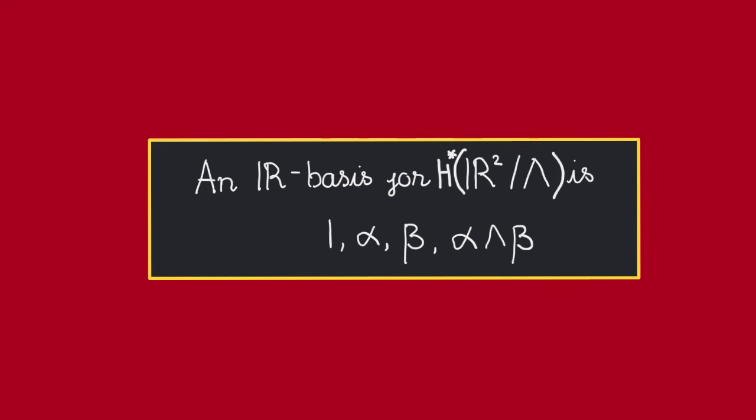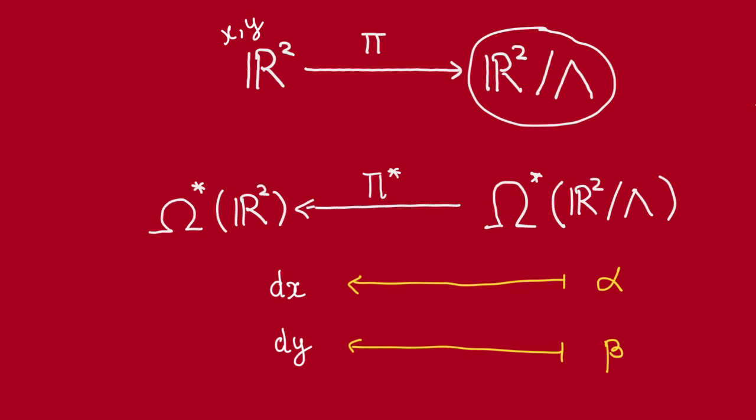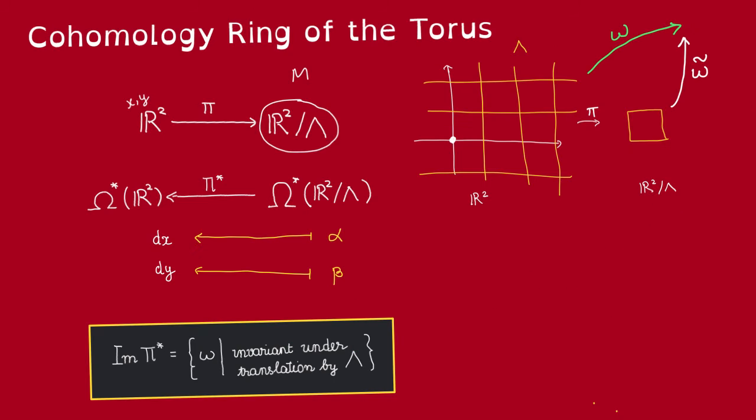product of alpha and beta, where alpha and beta are defined as follows. Alpha and beta are just going to be the one forms on the torus whose pullbacks are exactly dx and dy, where x and y here are the coordinates on R2. Now, what is not clear here is that there will exist such alpha and beta. In other words, how do we know that dx and dy lie inside this image? Thus, we proceeded to find out what the image of this is.